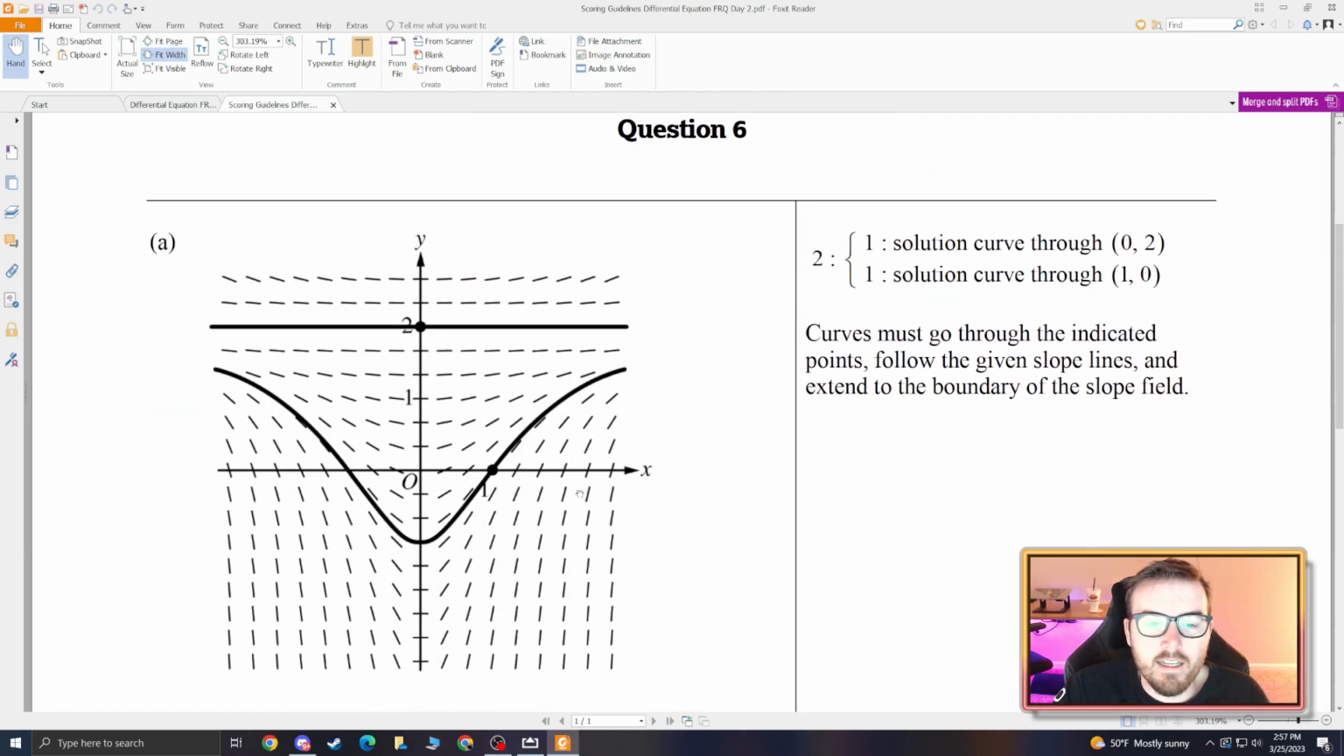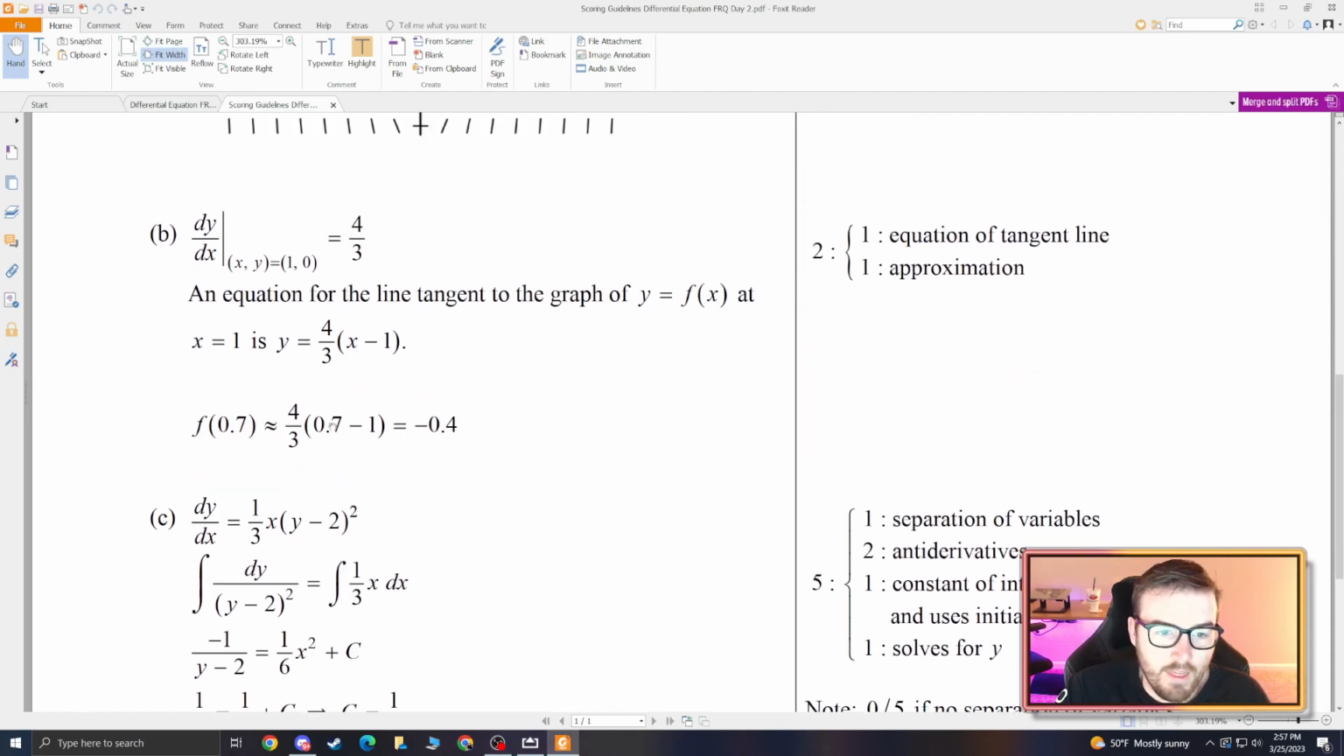Looking at the scoring guidelines, that's all they did. You don't need to get negative 0.4. Please don't waste your time with getting negative 0.4. Complete and utter waste of time. Just stop at 4/3 times 0.7.